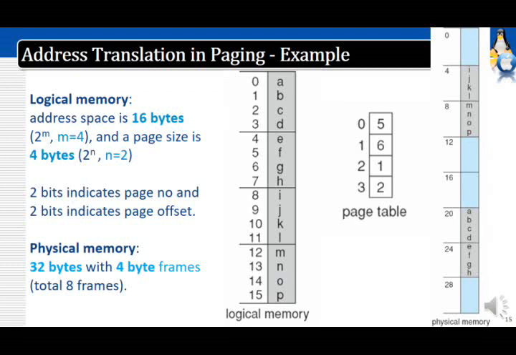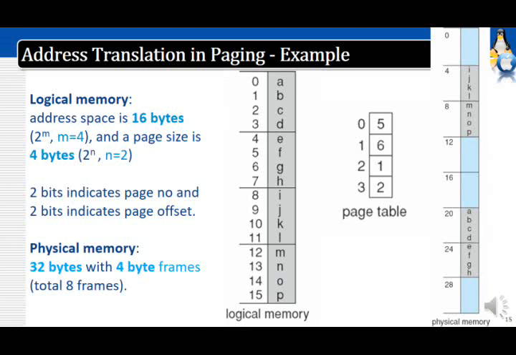Next page is page 1, which is starting from 4 and ending in 7. Again that is 4 bytes in which I have stored E, F, G, H. Next page is page 2, starting from 8 to 11, in which the information stored is I through L. And the last page is starting from 12 and ending in 15. Here also I am having 4 bytes. That is what is meant by the size of the page is 4 bytes. In each page I can store 4 bytes. So in total there are 4 pages: page 0, page 1, page 2, page 3, starting from 0 and ending in 15.